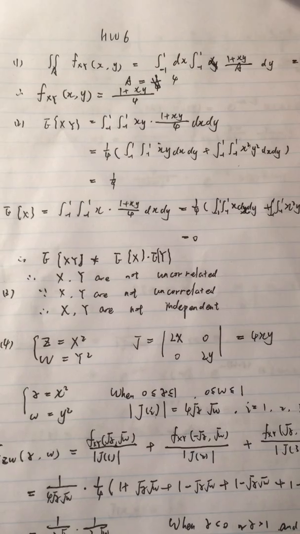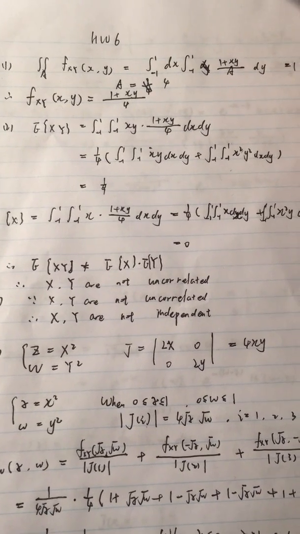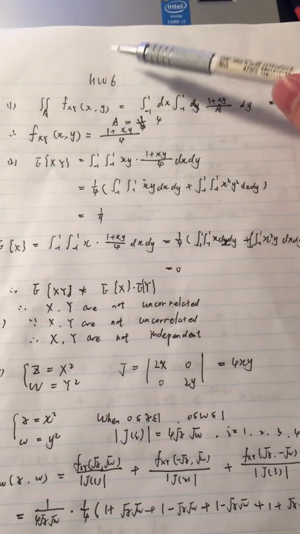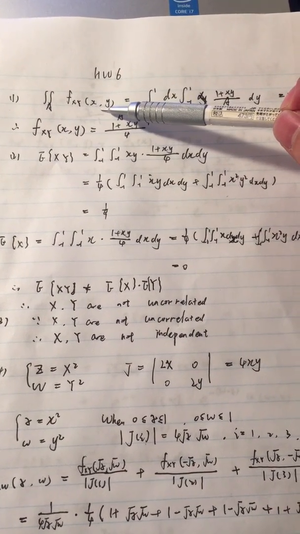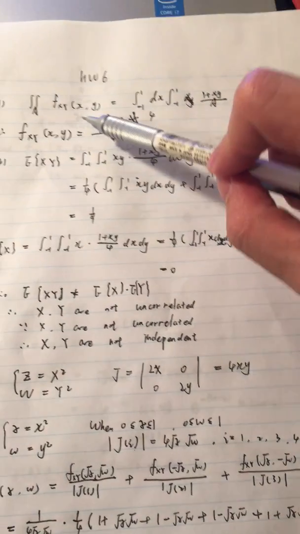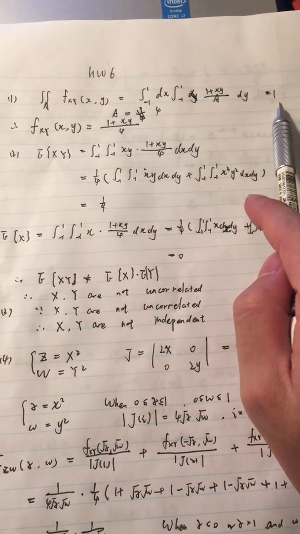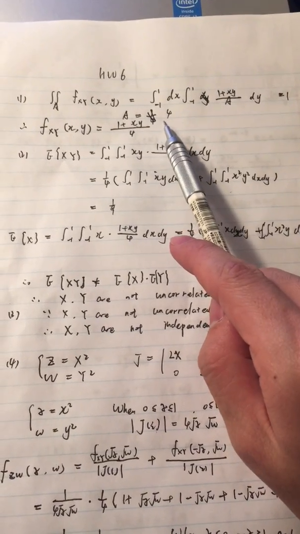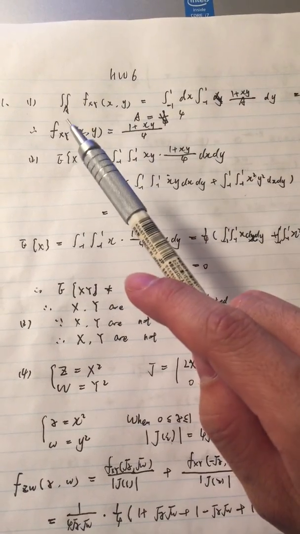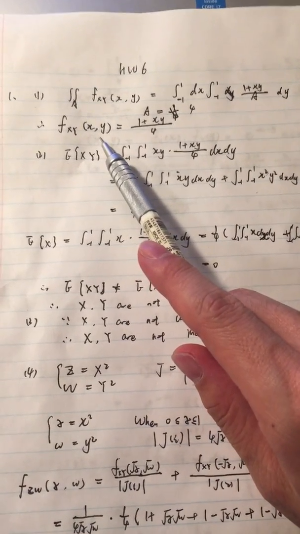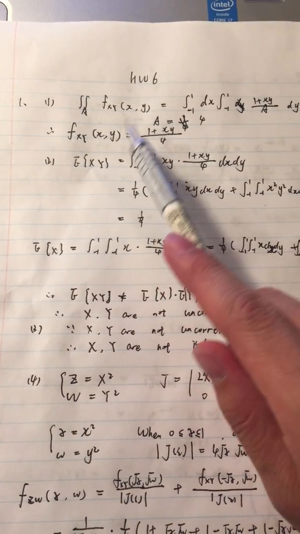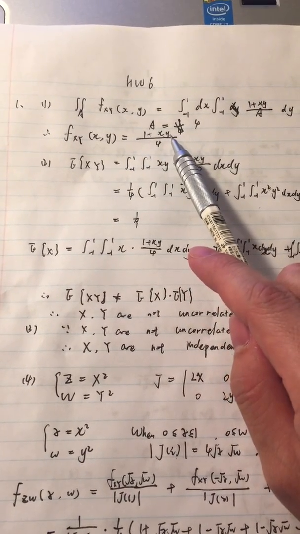The first question is to find A so that the above identified function is a valid joint density function. So we can do the integration of the joint density function of x, y. The integration is 1, so we can figure out the value of A is equal to 4. So the joint density function is (1 plus xy) over 4.